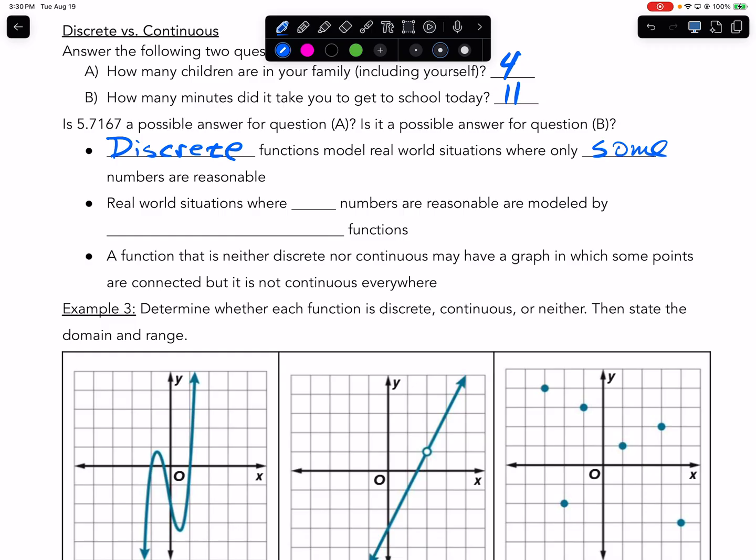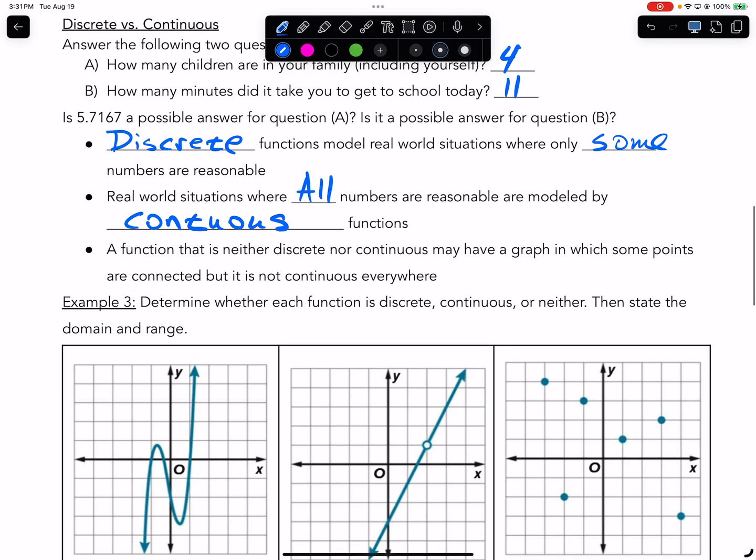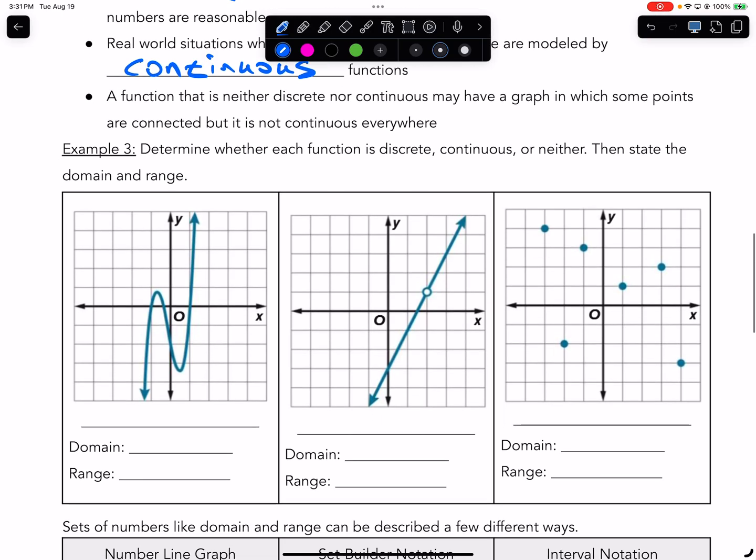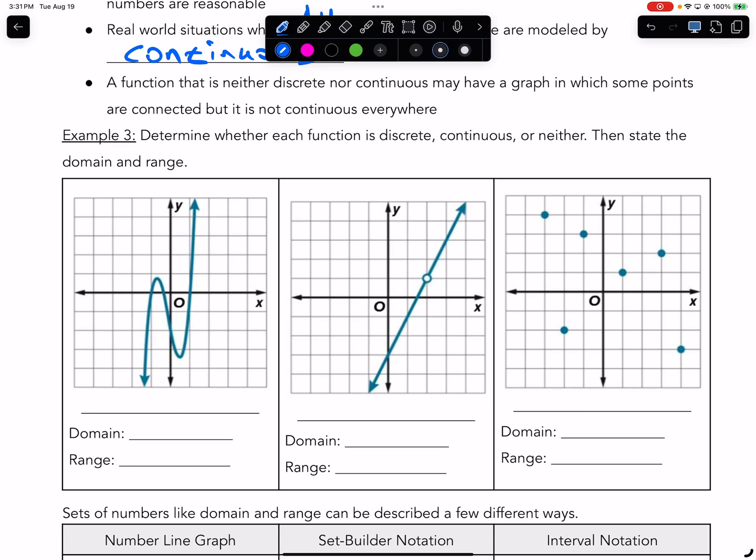Okay, next one is, real world situations where all numbers are possible are continuous. That is not how you spell continuous. Continuous functions. So we have all three. We're choosing between continuous, discrete, or neither.